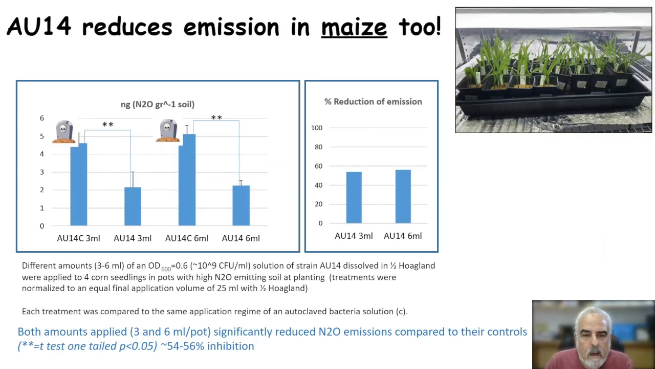So the next thing we did check is whether corn is also a platform. So we checked the bacteria, I remind you, isolated from wheat roots. We checked it on maize, on corn system, and the results are the same. In the left bars, we have the dead bacteria. In the right bars, the live bacteria. And we again get 50 or so % decrease in the emission.